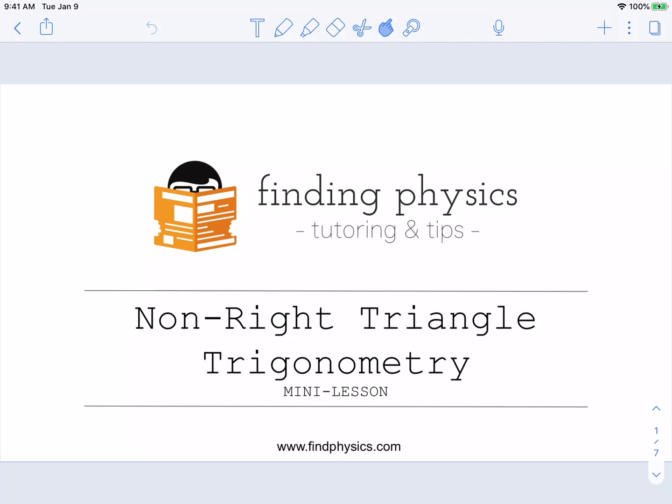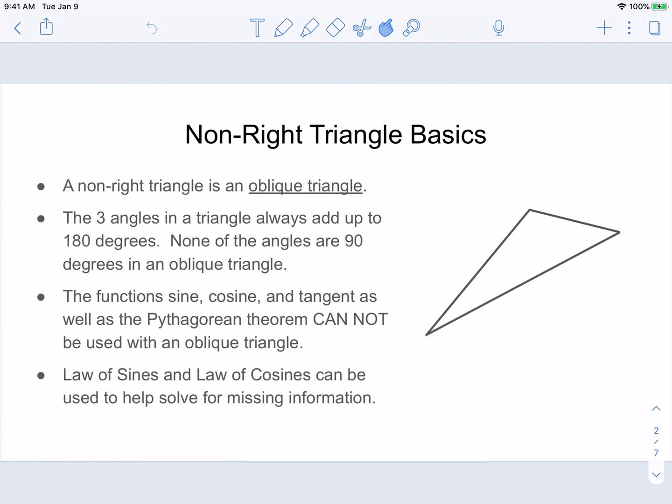As we go through this little mini lesson, I'm trying to give some of the basic skills to give you a foundation so you can start practicing non-right triangle trigonometry and you're more prepared to start your first physics class. So, let's talk about some of the basic terminology and information about a non-right triangle.